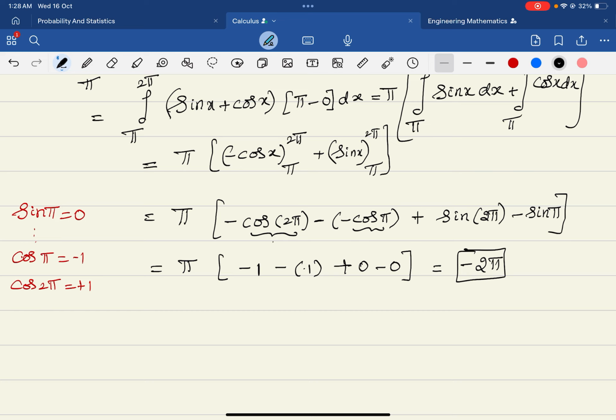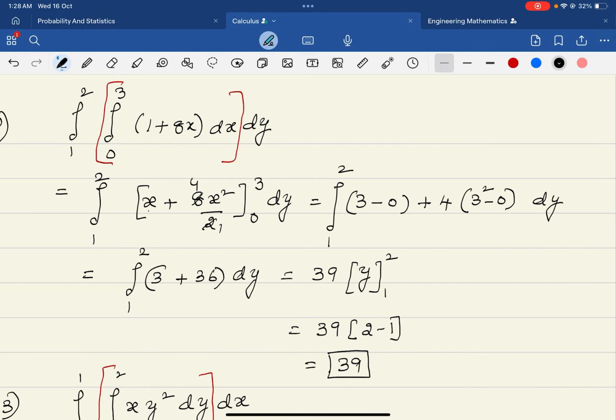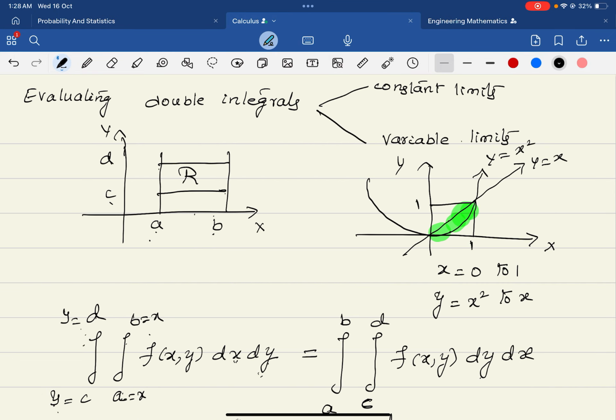I hope it is clear now, I think so. So this is what we had about double integration. We have done a few problems. Try to understand this and practice properly. Whenever you practice, only then will you get a good score in the exam.